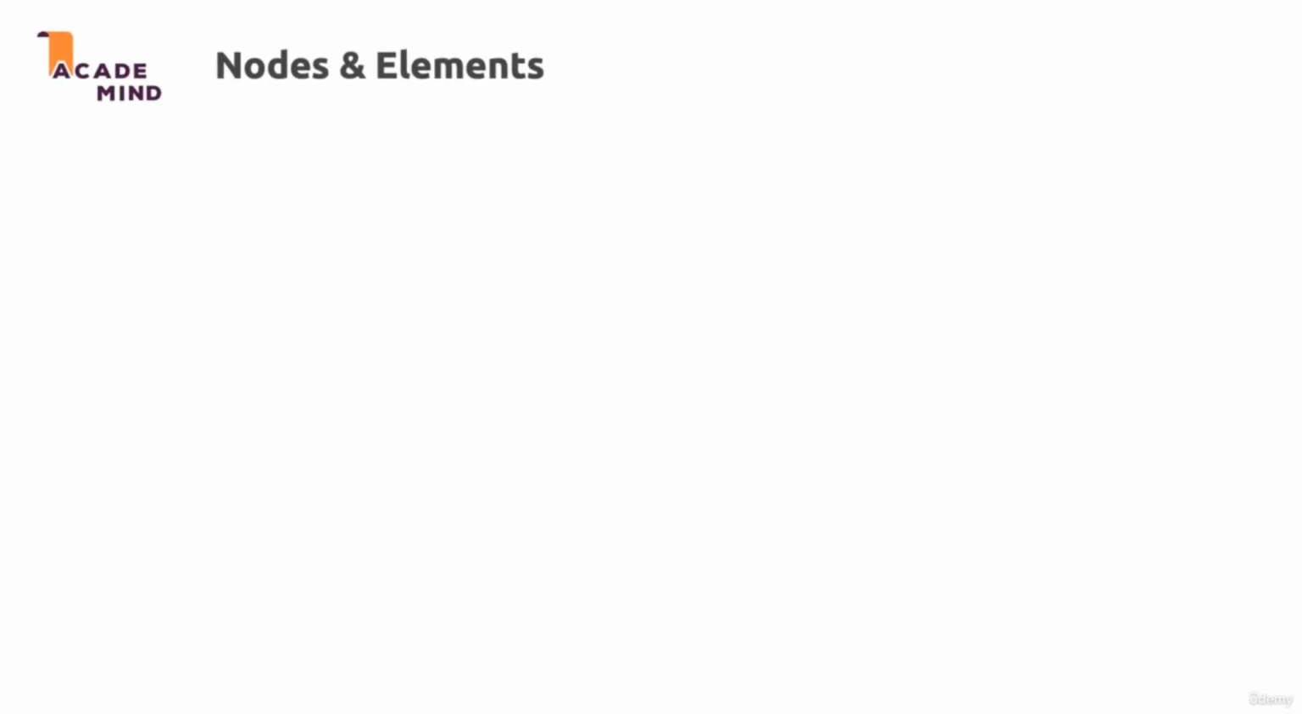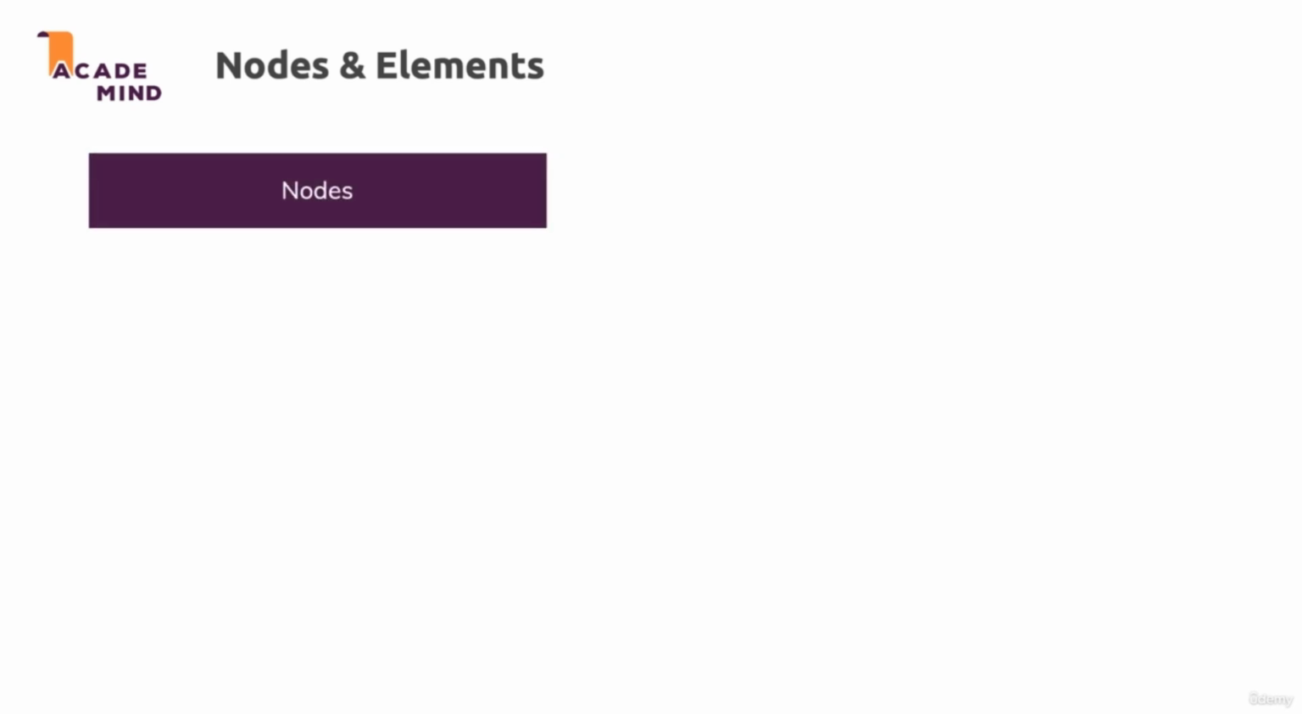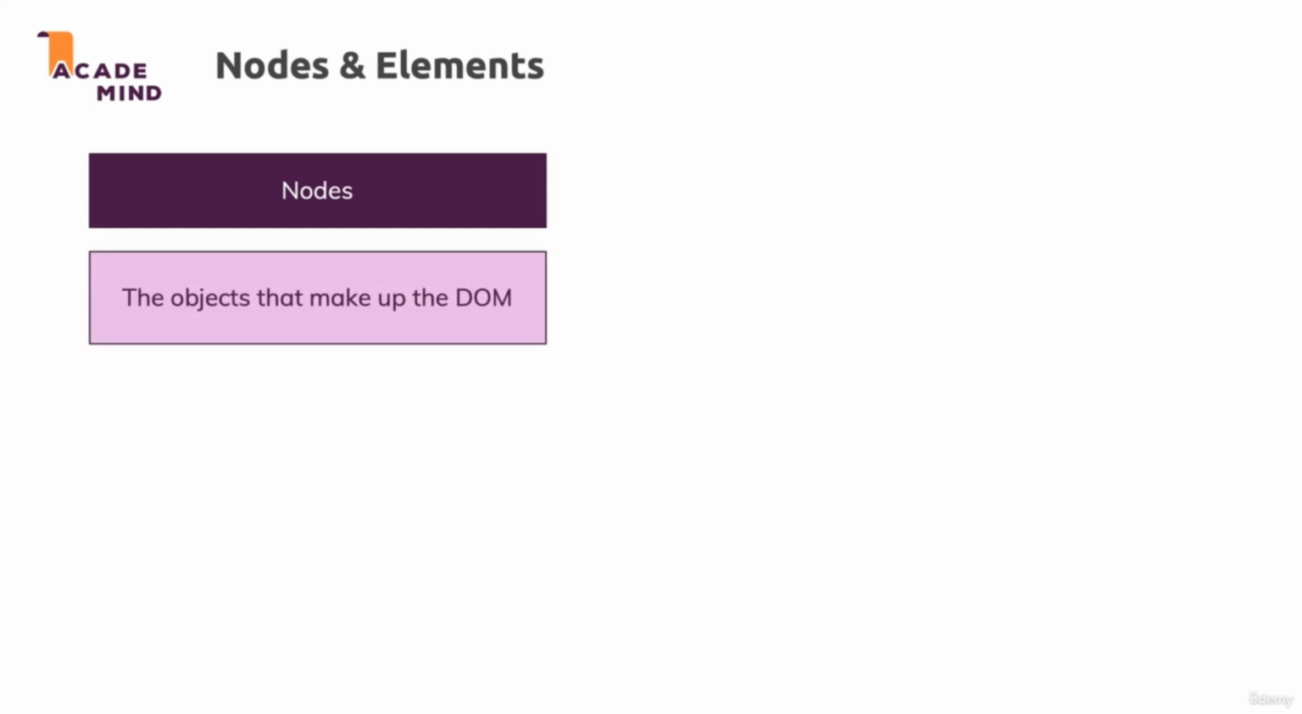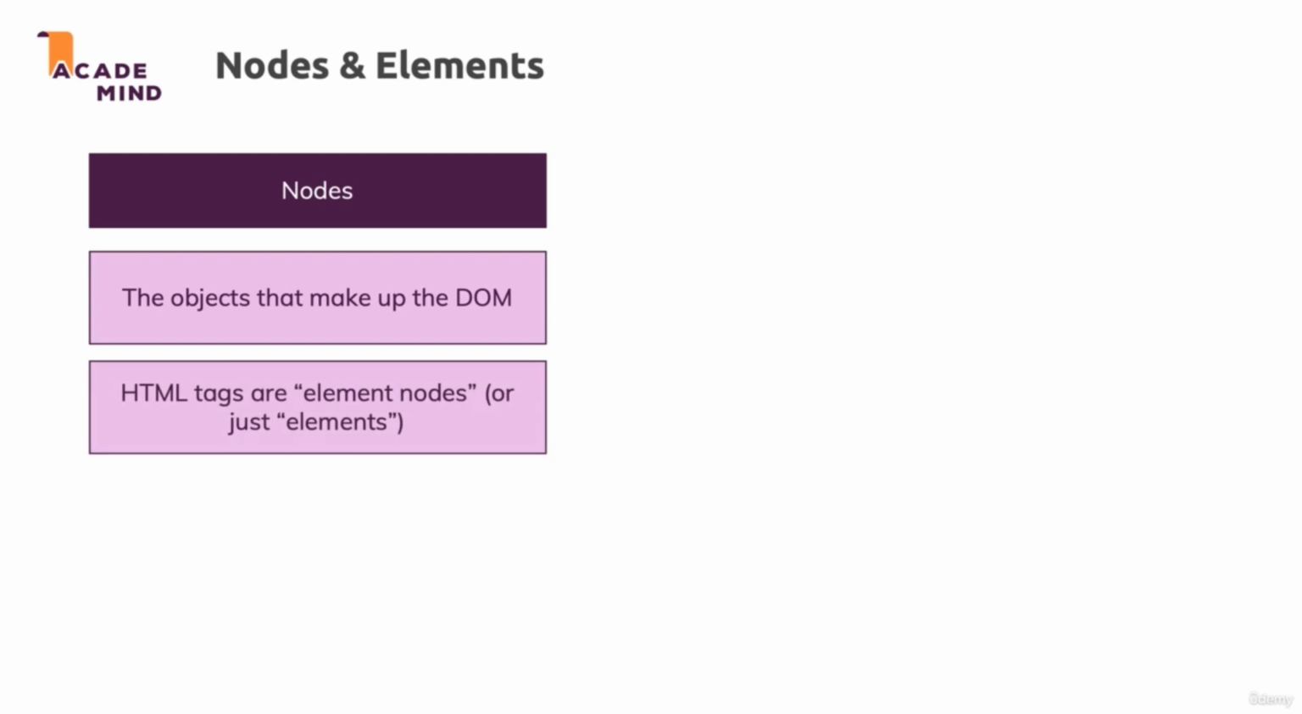Before we try these methods though and play around with them a bit to get a feeling for how you select things, let's dive into nodes and elements. I kind of use these terms interchangeably, but actually you should be careful and you should at least understand what the difference is. So you have nodes and elements, and nodes are the objects that make up the DOM. Everything in the DOM is a node. HTML tags are just element nodes, as I mentioned. I will also refer to them as just elements, but in the end, these are element nodes to be super precise.